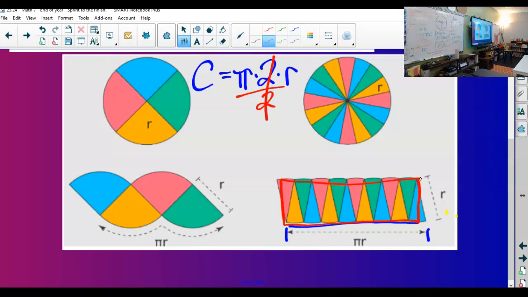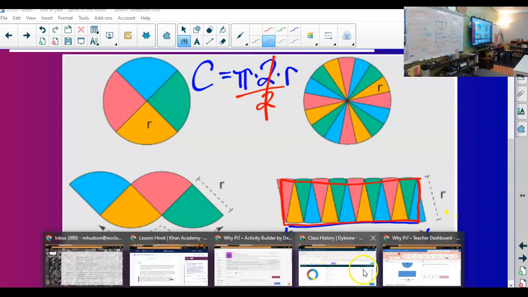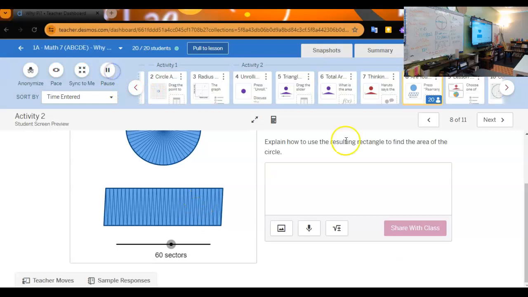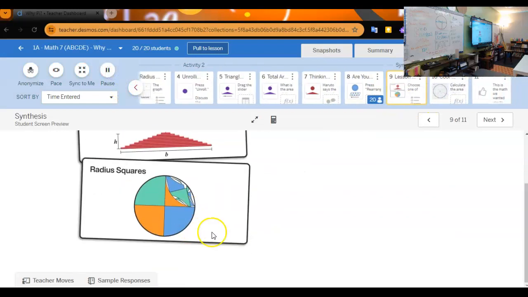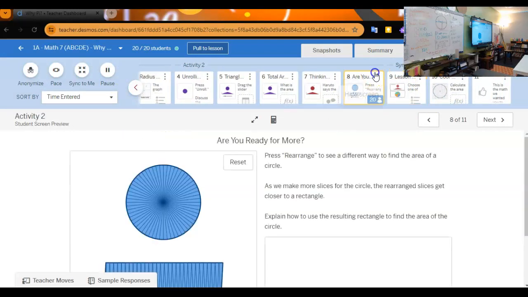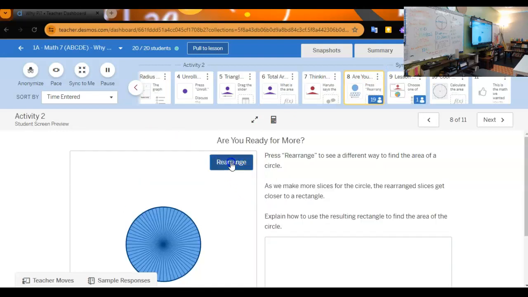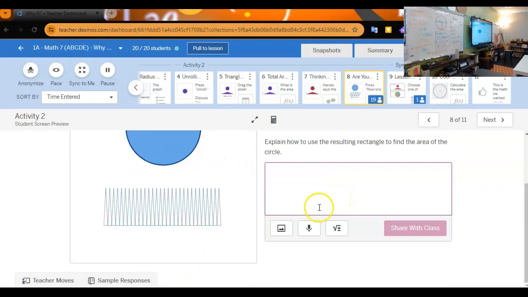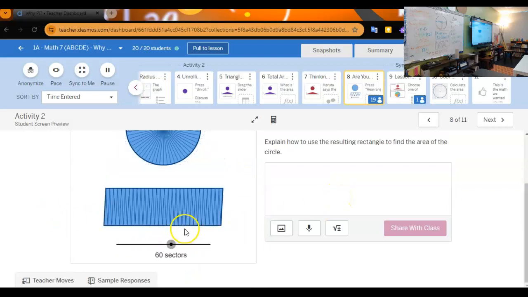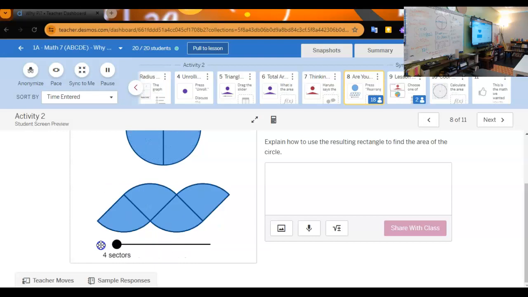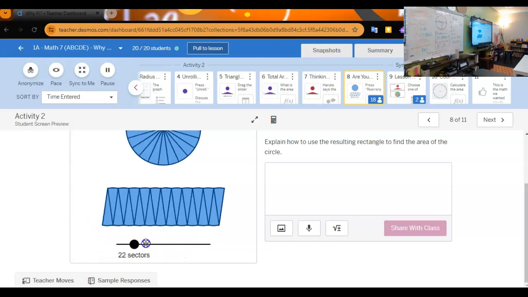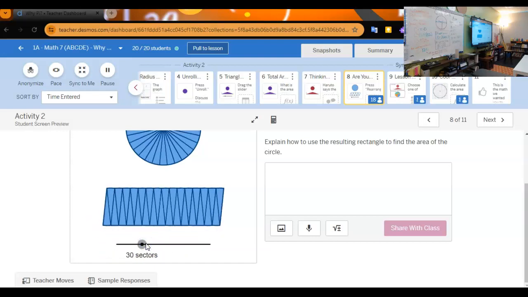Now, if you want to try to prove this in different ways, that's where we can keep working through that Desmos. And you are always welcome to come back to Desmos outside of class. But if you go through and you look at the different, if we reset this and rearrange it, it makes sense. It turns into a rectangle. The bottom is half the circumference, pi times r, and the height is r.